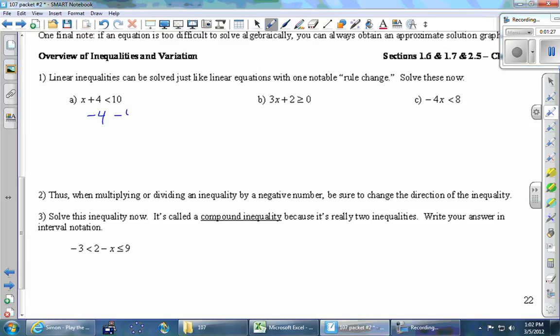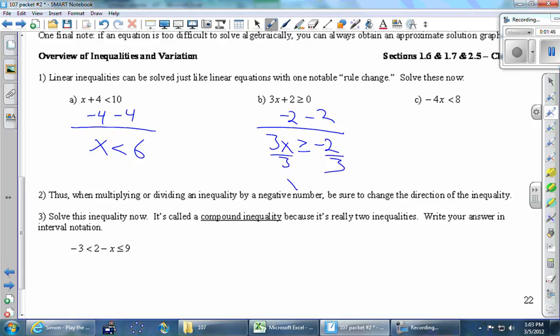Let's subtract 4 from both sides and we get x is less than 6. Good. 2 steps for part B. What's the first step? Subtract the 2. We get 3x is bigger than or equal to -2. And then divide by 3. We get x is greater than or equal to -2/3. So far, so good. What do we do to solve part C?